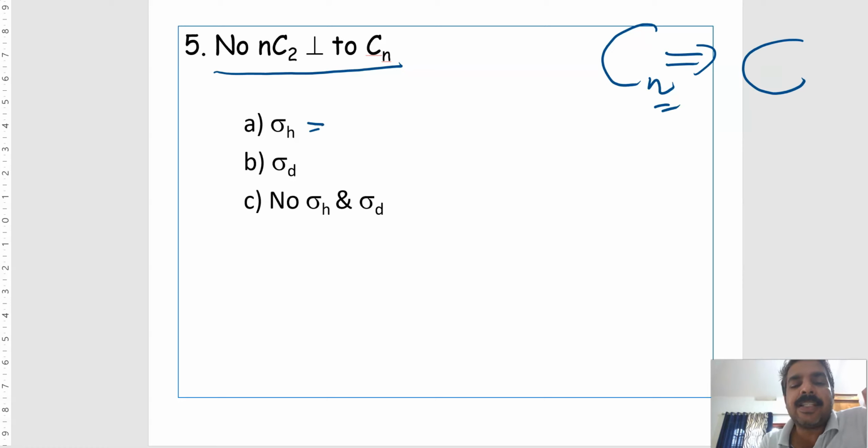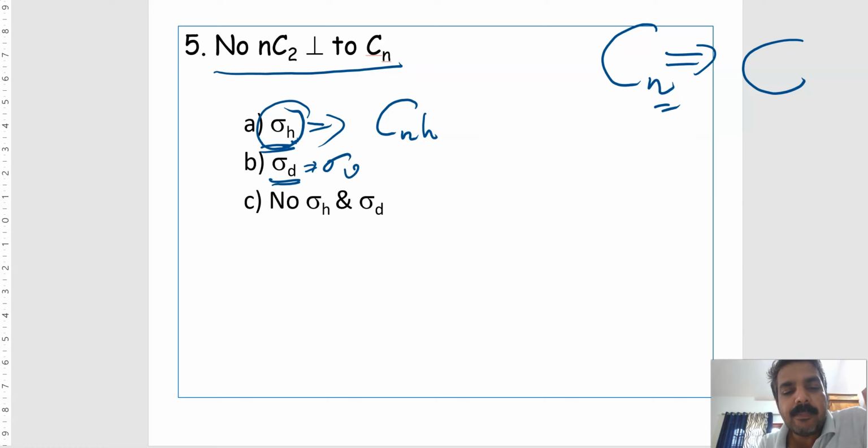Okay, then look for sigma h. Similar to the last case, look for sigma h. If there is a sigma h plane, a horizontal plane, then the point group will be Cnh. If there is no sigma h, then look for sigma d, or we can say sigma v. Then the point group will be Cnv.